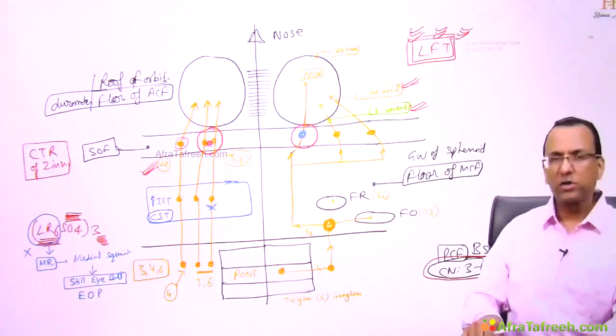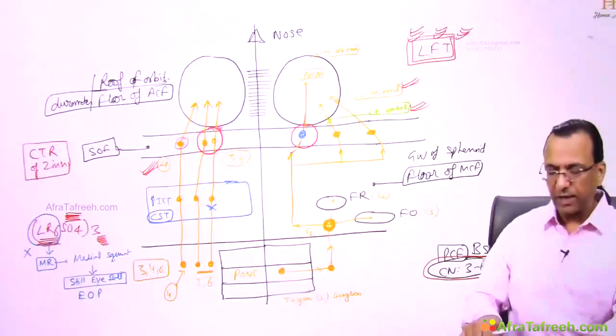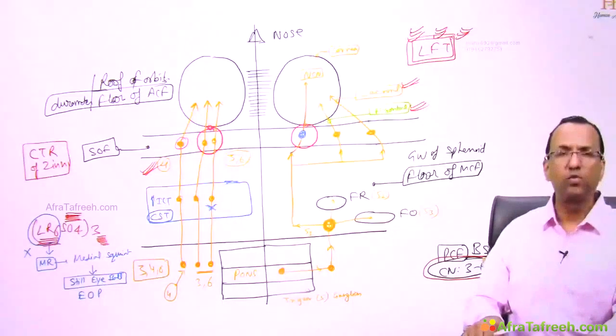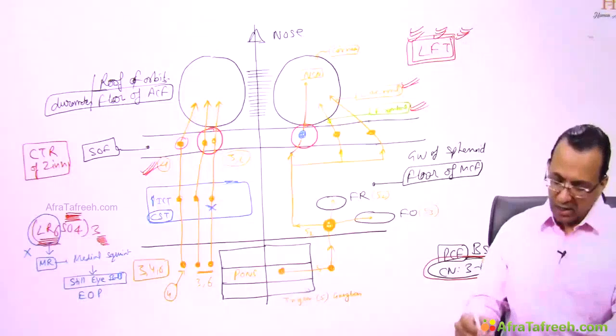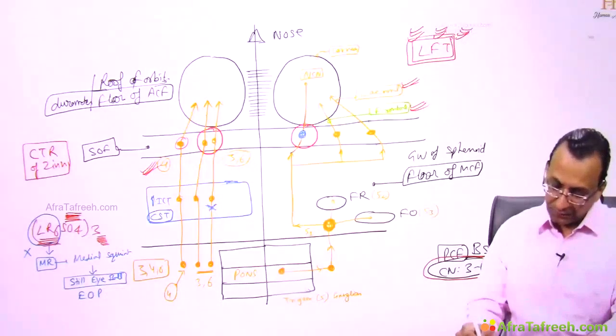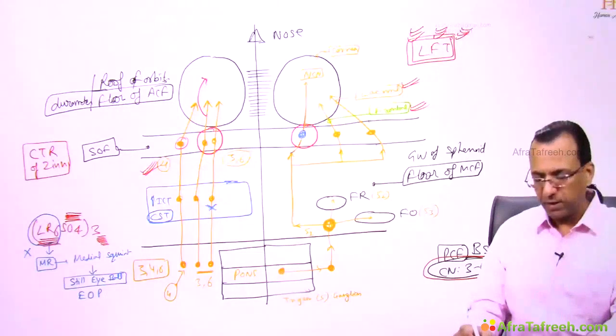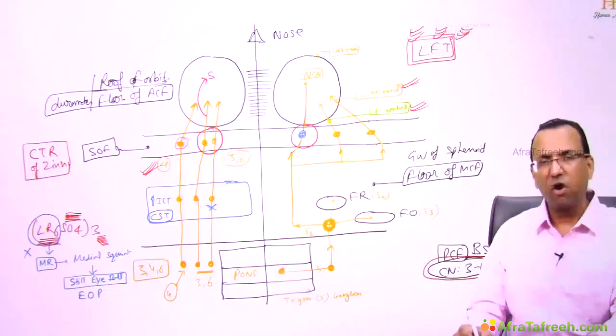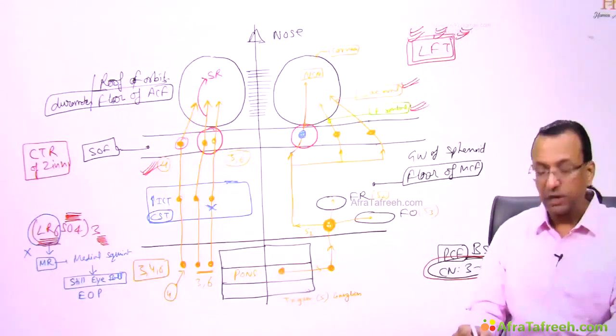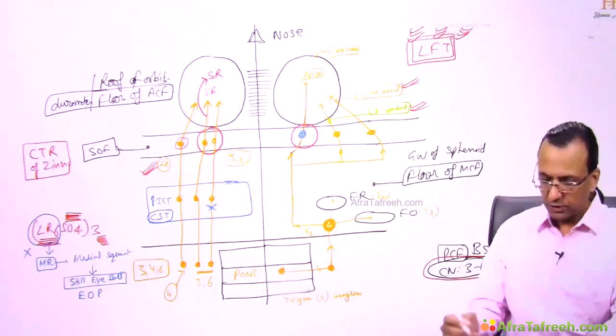The oculomotor nerve, when it is passing inside the ring of Zinn, would have divided into two divisions. What are the two divisions? Actually, there is a superior division and one inferior division. The superior division of the oculomotor nerve supplies the superior rectus and the inferior division supplies the inferior rectus.